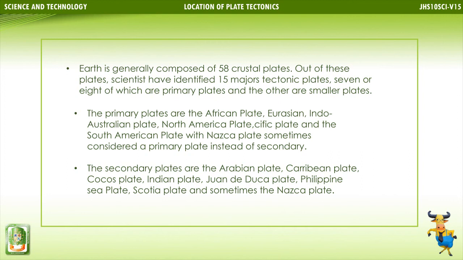Earth is generally composed of 58 crustal plates. Out of these plates, scientists have identified 15 major tectonic plates, 7 or 8 of which are primary plates and the others are smaller plates.